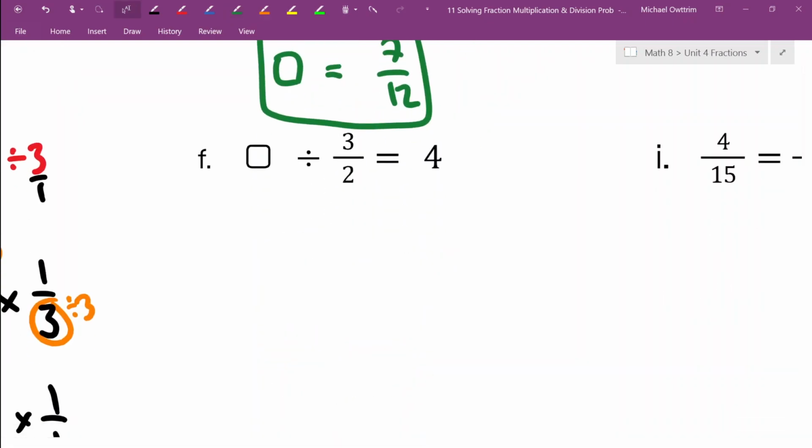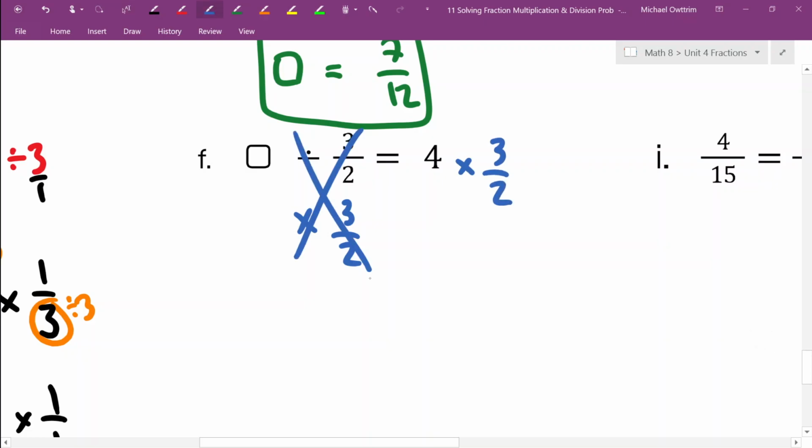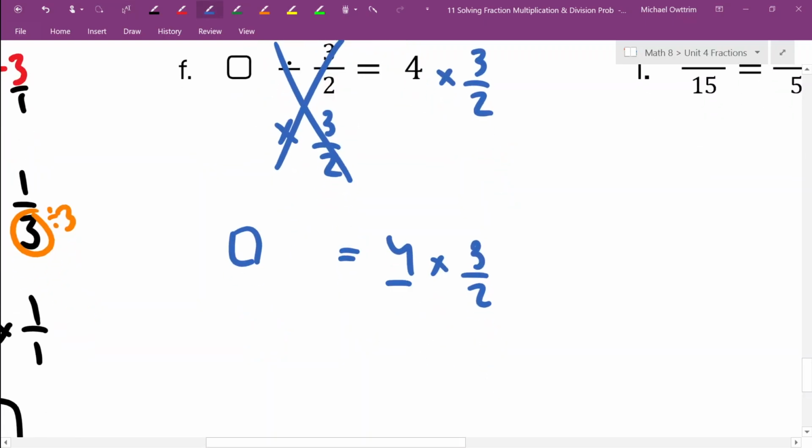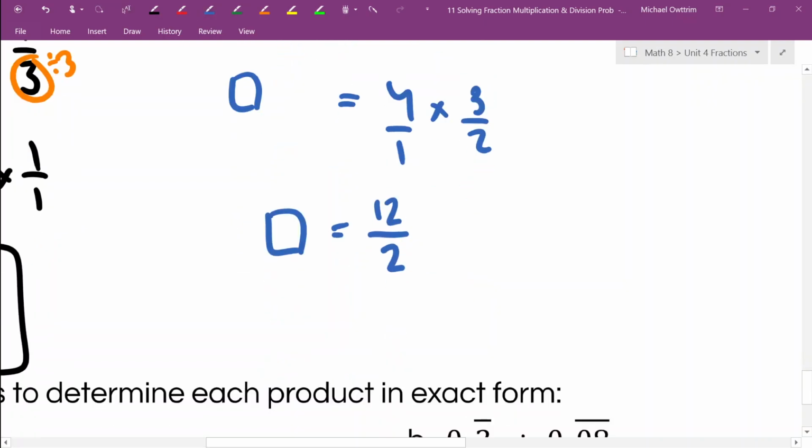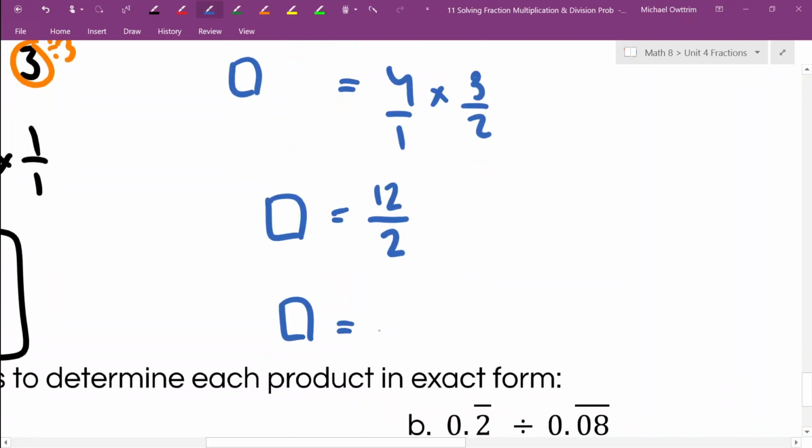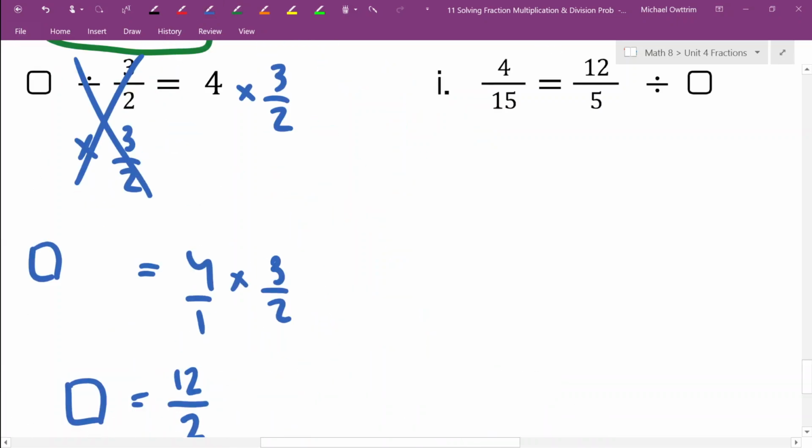Question F, we're again going to undo that division by using the opposite operation, which is multiplication. So we'll multiply both sides by 3 over 2 to undo dividing by 3 over 2. Our box is going to be 4 times 3 over 2. Remember that 4 is really 4 over 1, and we'll do that multiplication here. 4 times 3 is 12, and 1 times 2 is 2. Of course, we're going to simplify. 12 divided by 2 in simplest form is just 6. So the value of our box is 6.